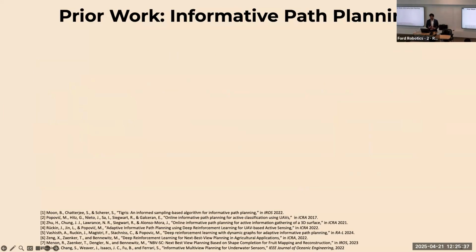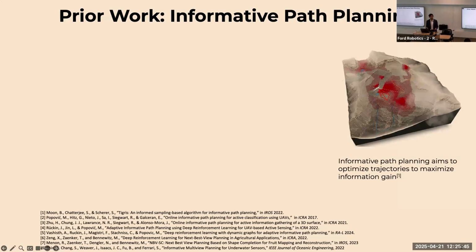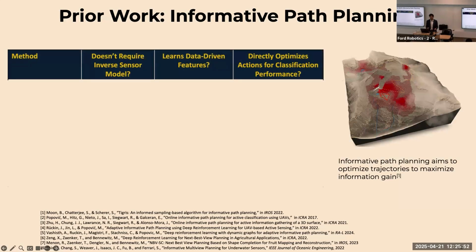So prior works in robotics have tackled next best view planning and active perception, and a lot of these works fall under the umbrella of informative path planning. Informative path planning aims to optimize trajectories based on some notion of information gain from the environment. But all of these have unique drawbacks.